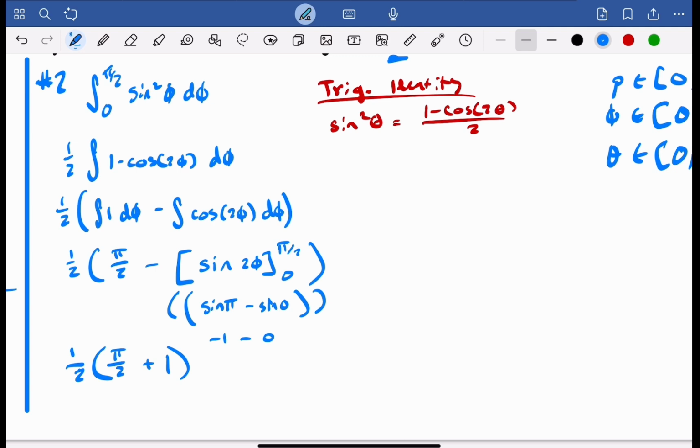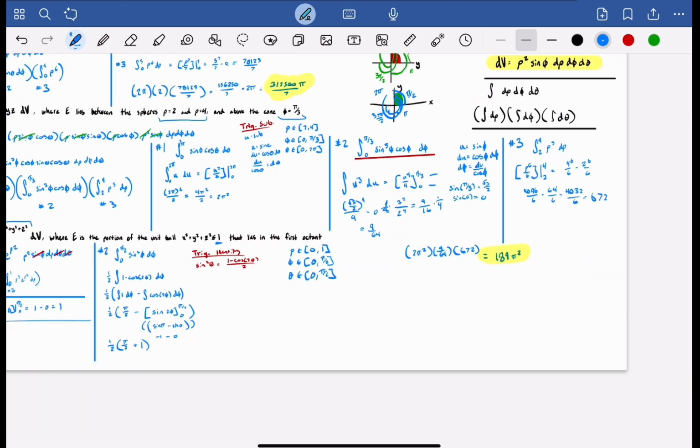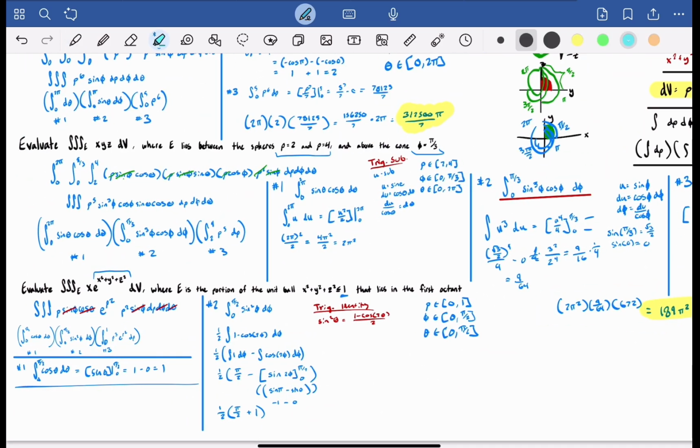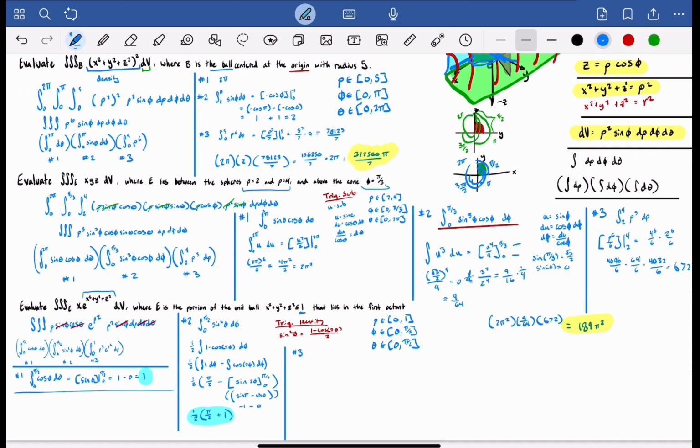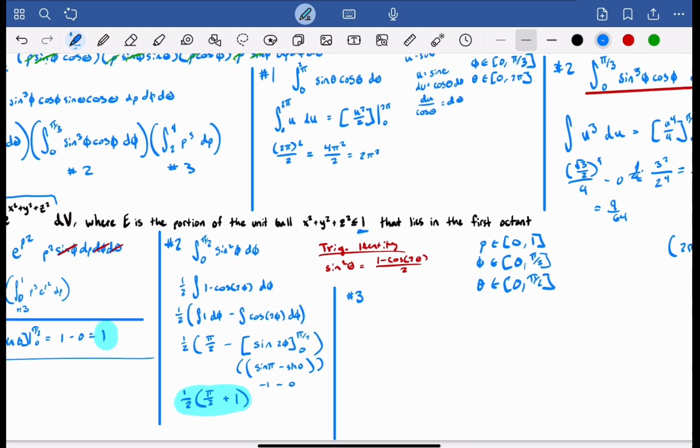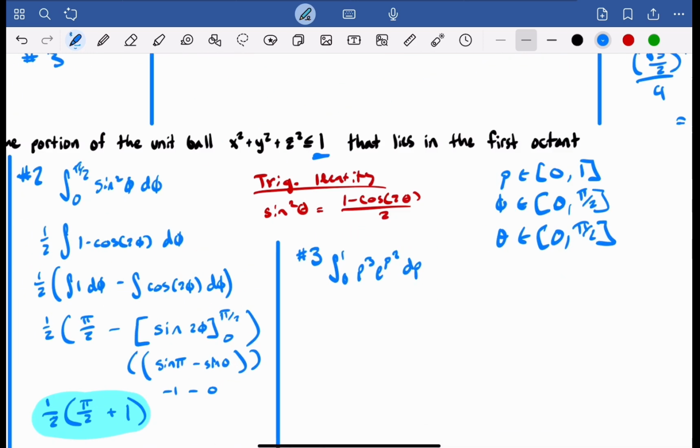And overall, I mean, we're just going to keep that for now, but that's number 2, and then we'll go ahead and do number 3 here. So number 3, what we have is the integral from 1 to 0 of rho cubed e to the rho squared d rho.